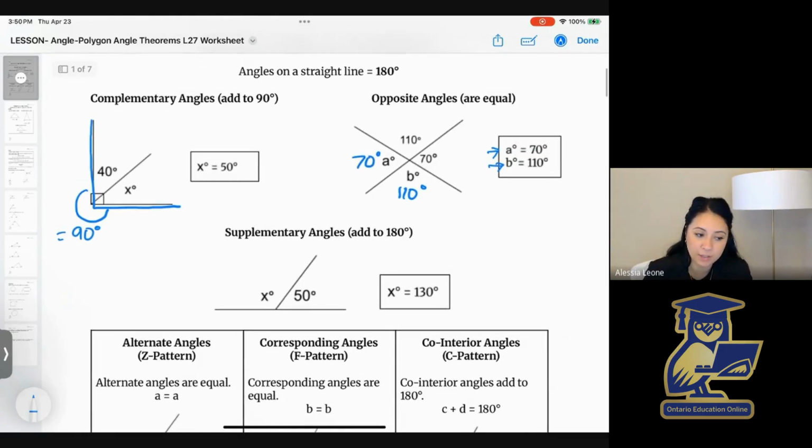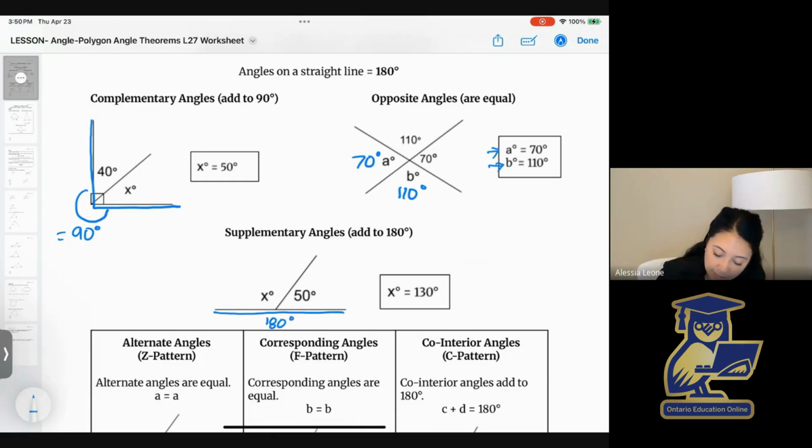And supplementary angles add to 180. So we see here, we have a flat straight line. We know this line is 180 degrees. So to find this x, minus the 50, we know x here would be 130 degrees. We found that out because we knew our theorem of 180 degrees being that straight line.